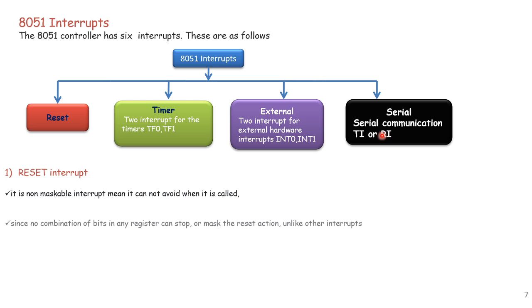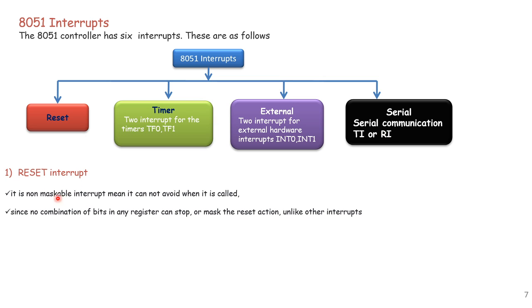Now let us discuss the reset interrupt. When we press the reset button externally, this reset interrupt occurs. It is a non-maskable interrupt, meaning it cannot be avoided when it occurs. The programmer or processor cannot control it. No combination of bits in any register can stop or mask the reset action, unlike other interrupts, which can be maskable. But this is non-maskable.